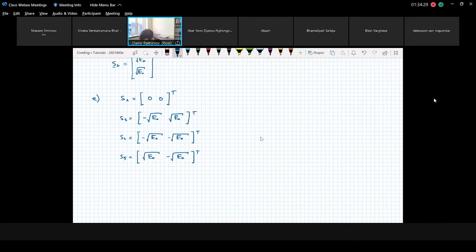E0 was defined previously. It is nothing else than U0 squared times capital T. And we can draw the signal space diagram.